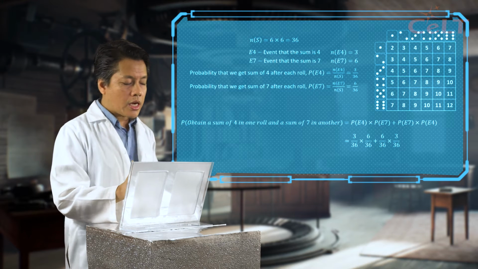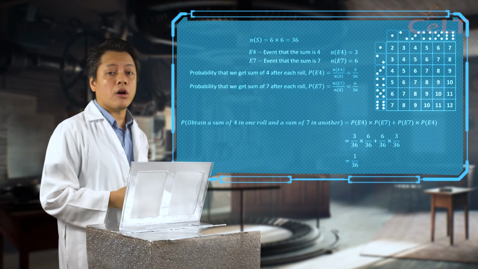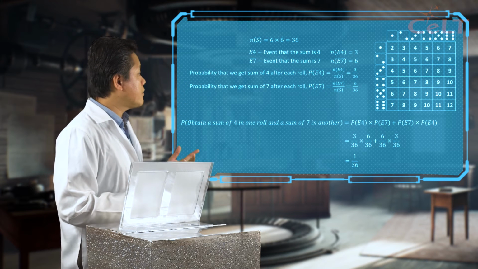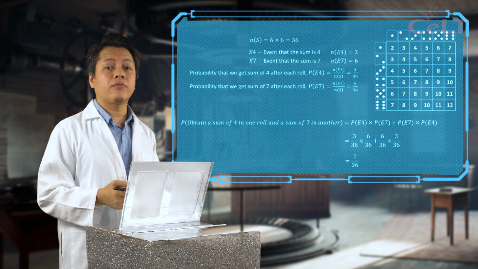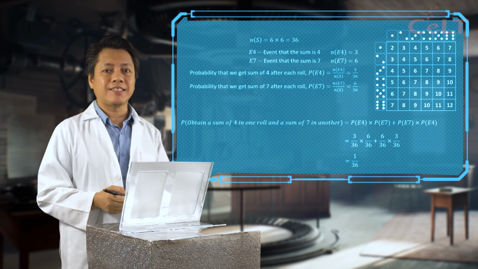So, we can write the probability as the probability of E4 times the probability of E7, plus the probability of E7 times the probability of E4. And that is equal to 1 over 36. This is an example of an independent event because the probability of the second roll does not depend on the outcome of the first roll. Now let's go into dependent events.